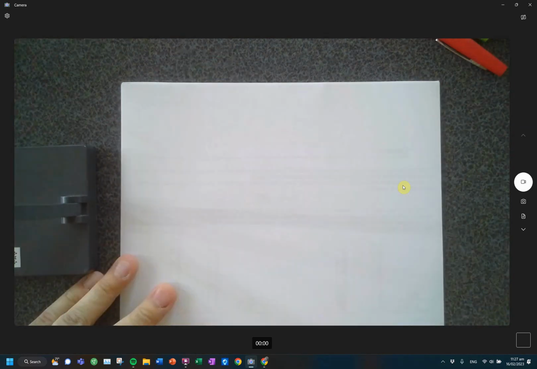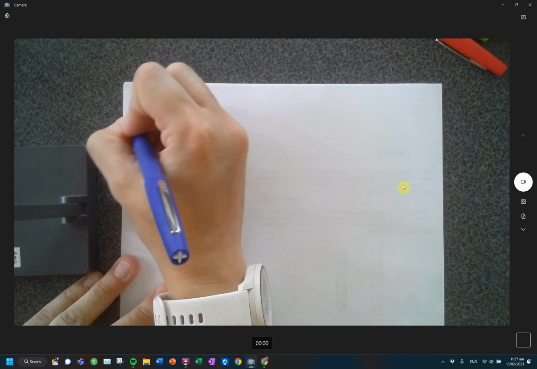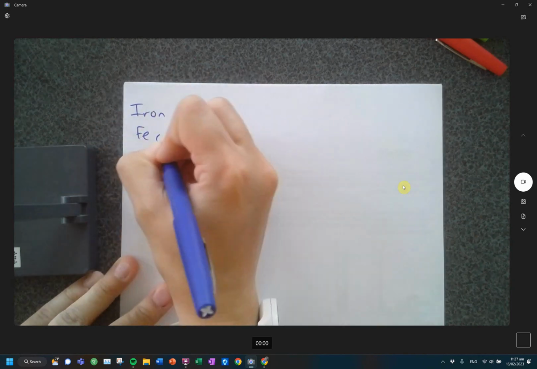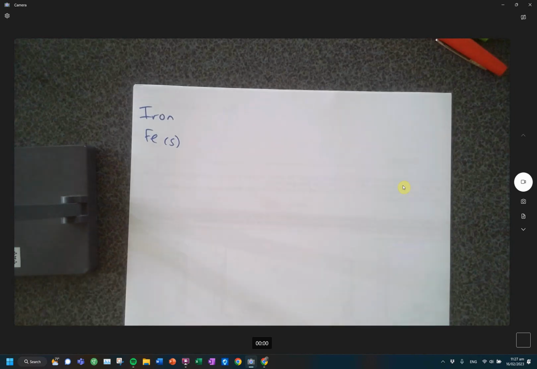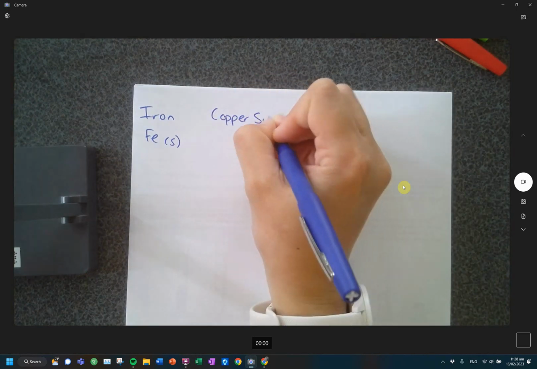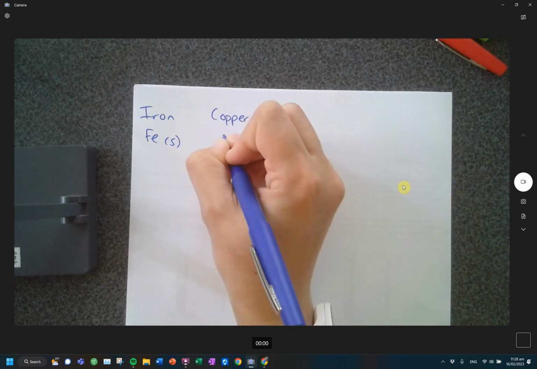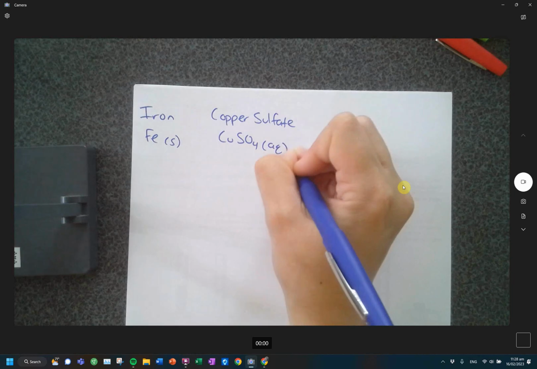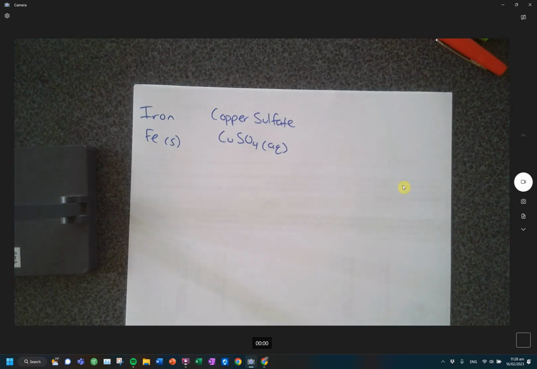So the first reaction that we looked at, or that I want us to look at, is iron, which was Fe, and it was in a solid state. And you took that nail and you put it into a test tube, and you put it into a solution of copper sulfate, SO4, and that was aqueous. Are we good so far? All right.